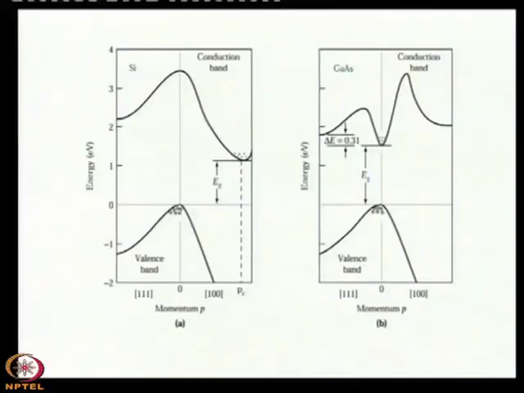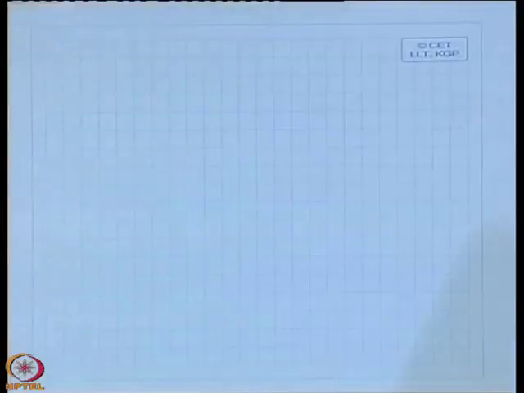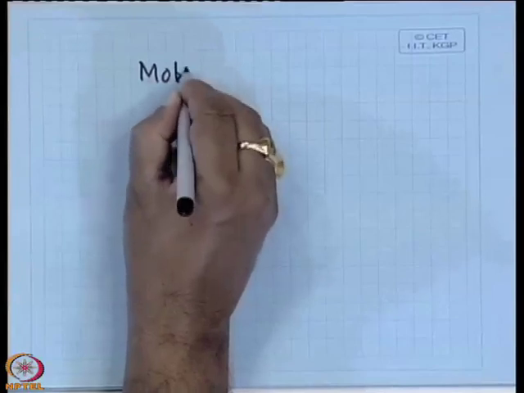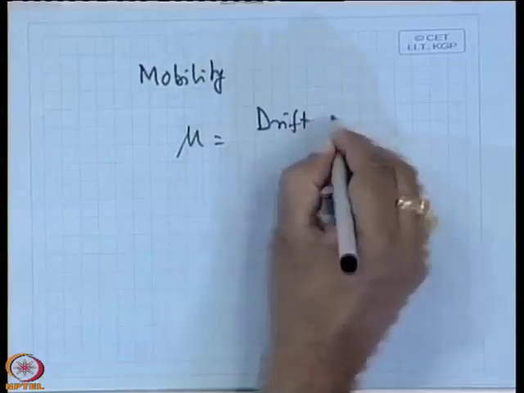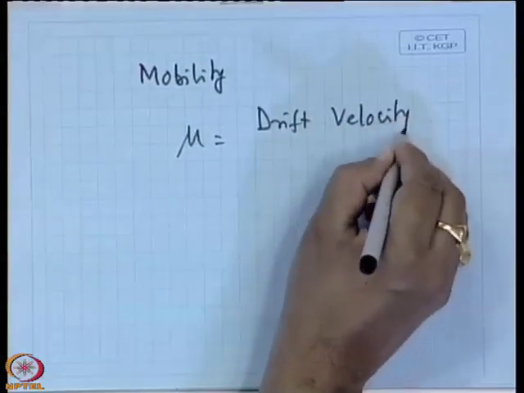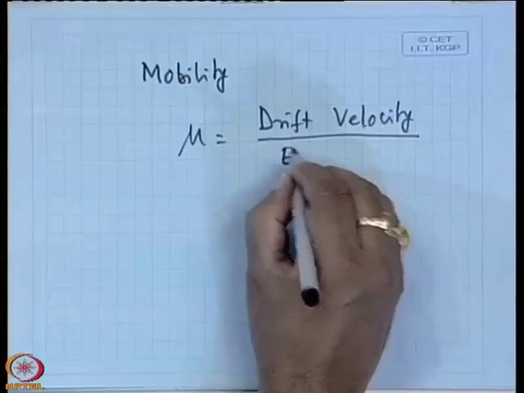The normal value of gallium arsenide mobility is almost 9200, but what is the unit of mobility? What is the definition of mobility? Right, drift mobility is nothing but the drift velocity per unit electric field.